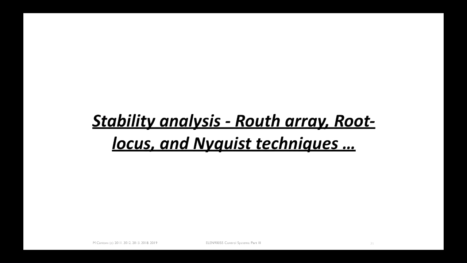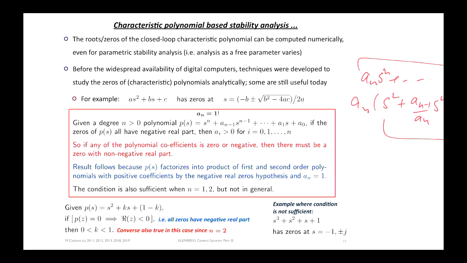Okay, in this part here, again, I'll just leave it for you to read through. It doesn't reveal very much. But it's based on being able to factorise the polynomial into a product of first and second order polynomials with positive coefficients, under the condition that this has all of its zeros in the left half plane. All right. Now, it's a necessary condition. So, given a polynomial, if you know that it has all the zeros with negative real part, then all the coefficients have to have the same sign.